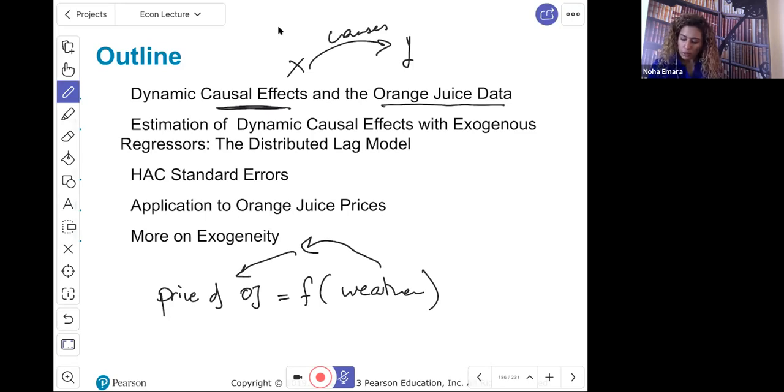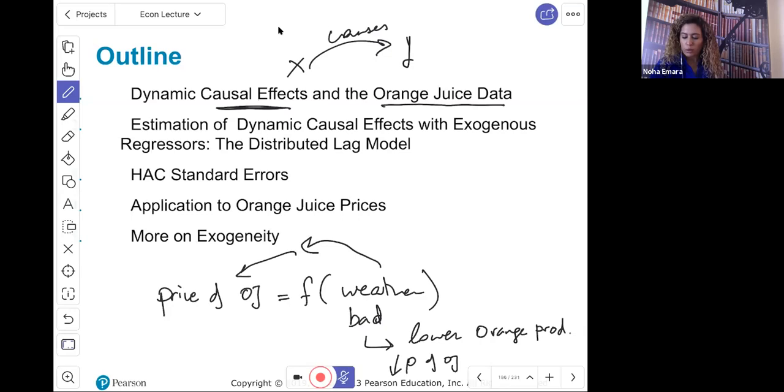So in other words, if I have bad weather, then bad weather means lower orange production or supply. And if I have low supply, you guys are economics majors, you know this. The lower the supply, the higher the price. So the price of orange juice would also rise, holding everything else constant. So here, our analysis for this topic would be how bad weather affects the price of orange juice.